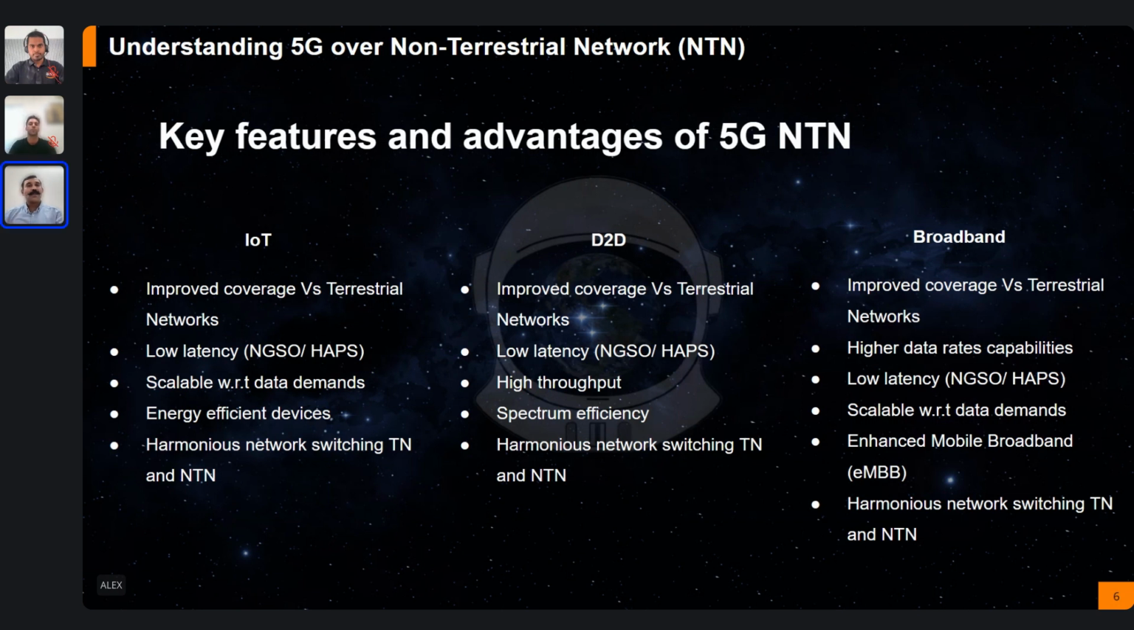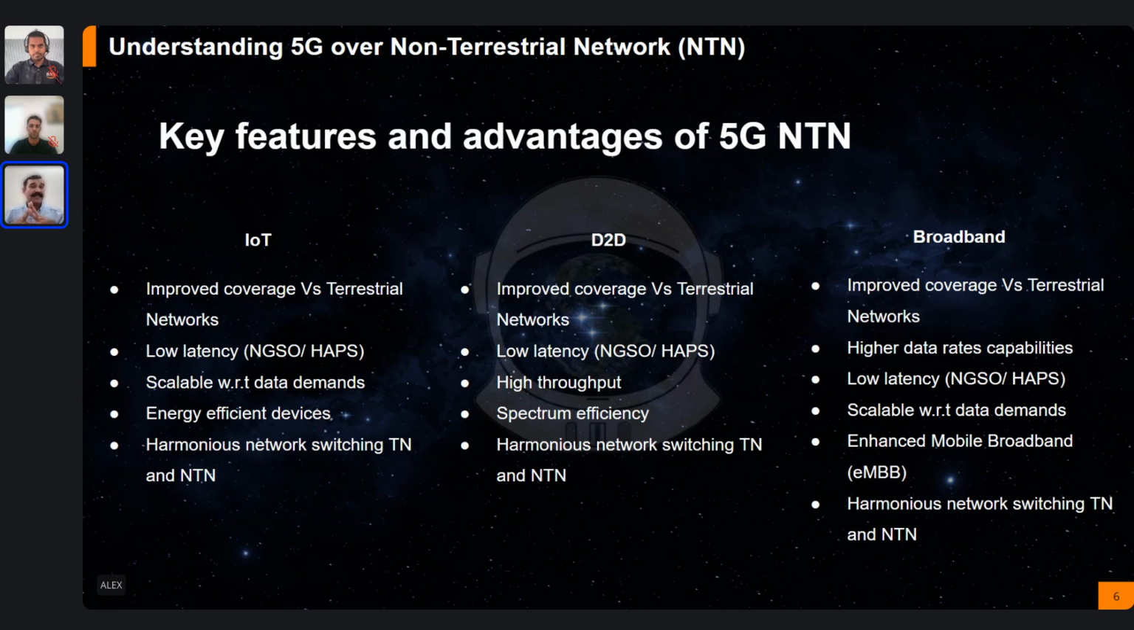So let's talk about the key features and the advantages of the 5G NTN. We can say the division is in three major categories in terms of the use cases: IoT, D2D, direct to device, and the broadband.